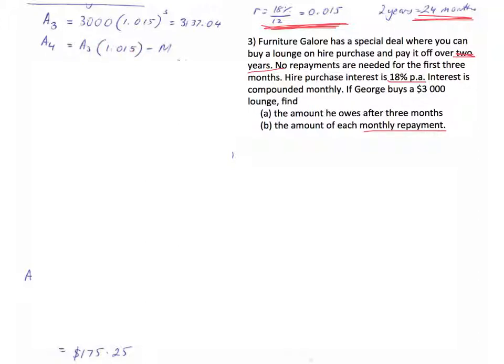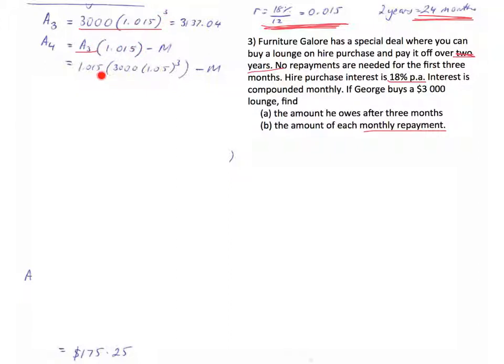Remember, when I say add on interest, it's like times by 1 plus R. Okay, we're doing a percentage increase. And then we minus M, the monthly repayment. So that is the amount owing at the end of the 4th month. And now we are going to replace the A3 with what we found earlier. So there's A3, remember, not the 3173, just that bit there is A3. So we're going to multiply that by 1.015.